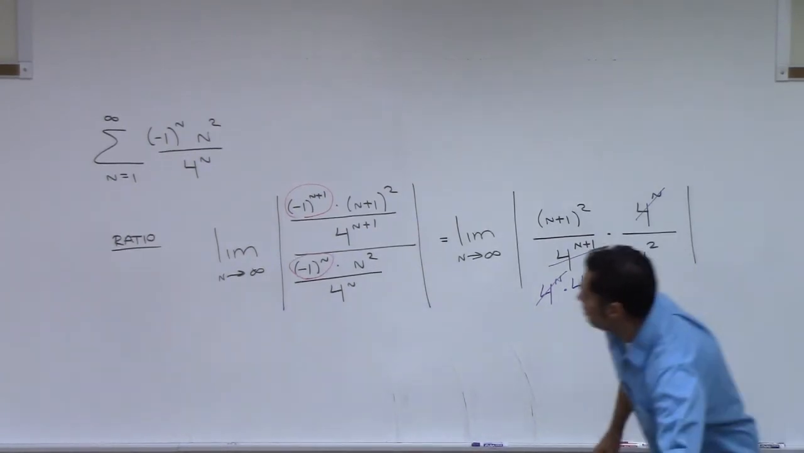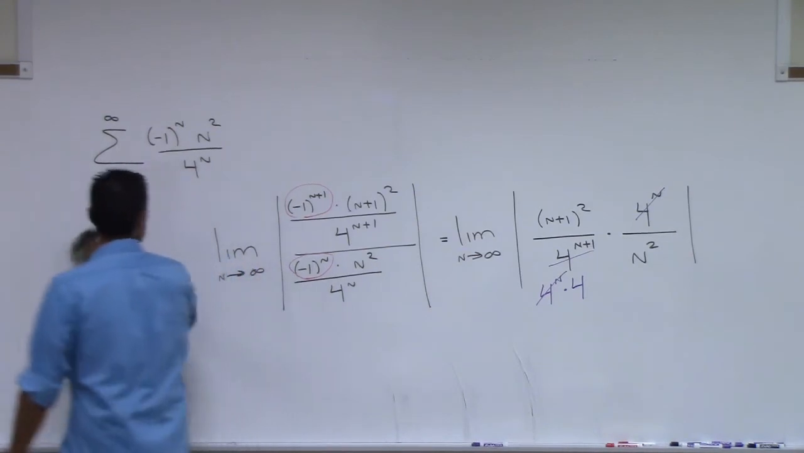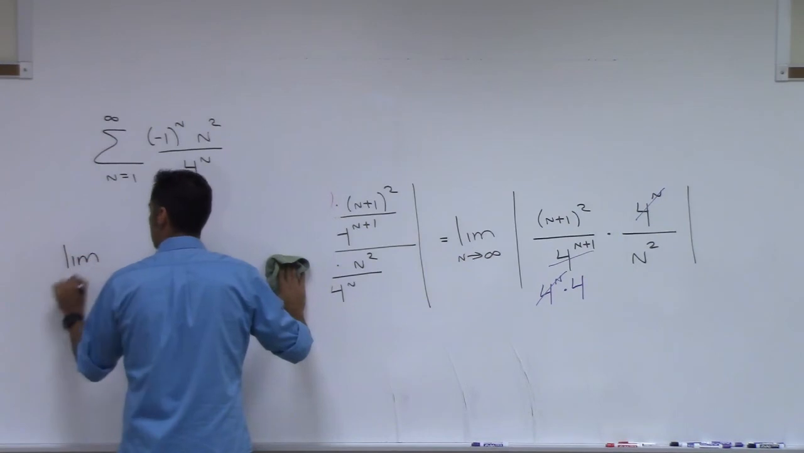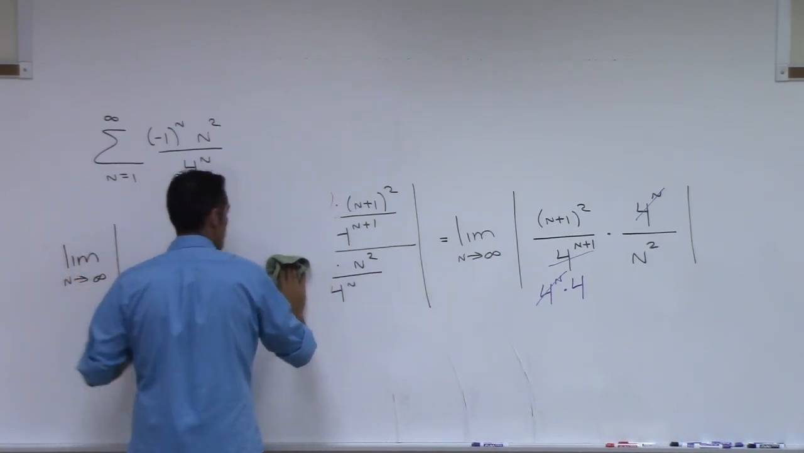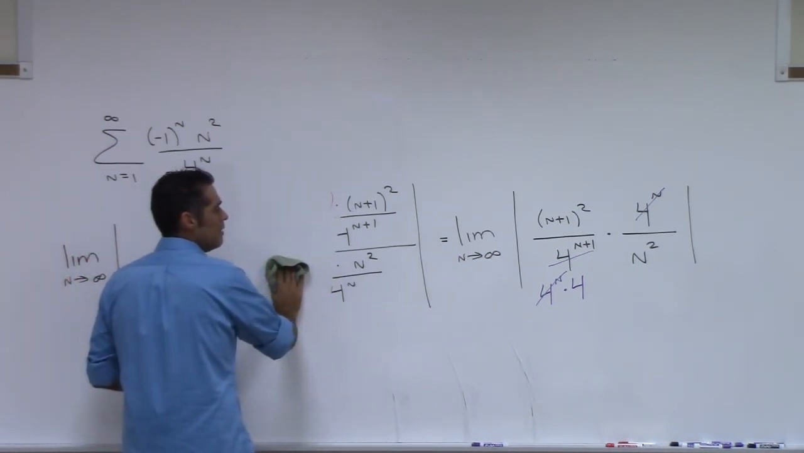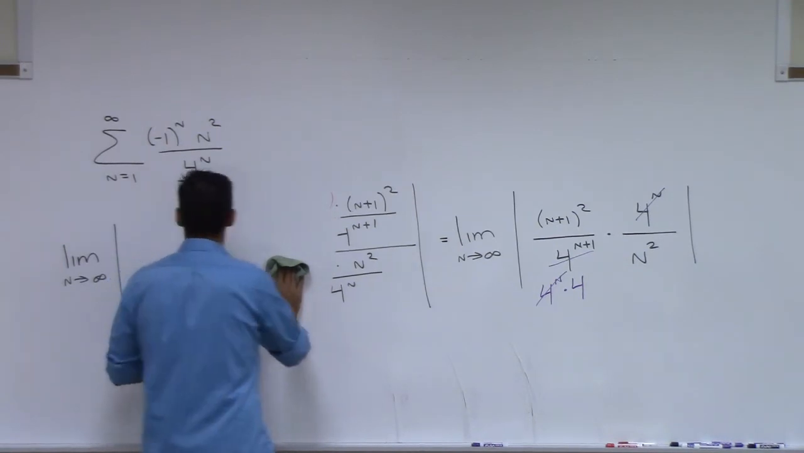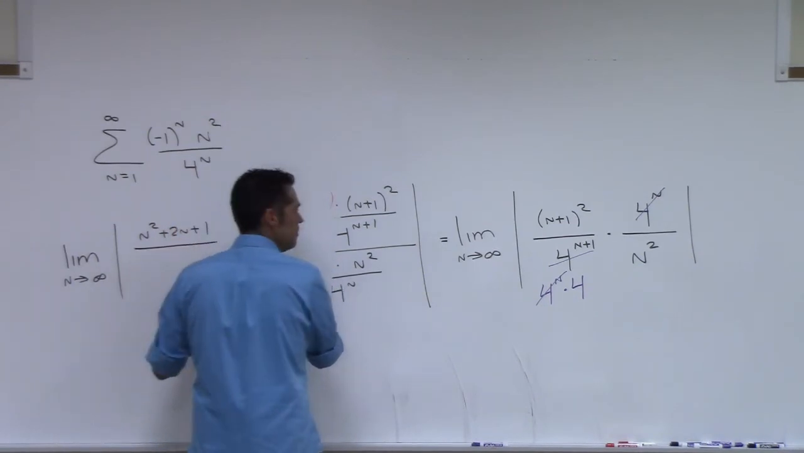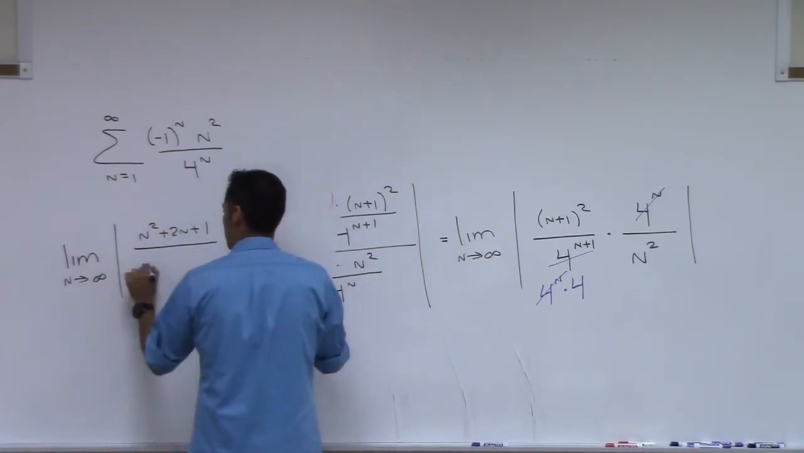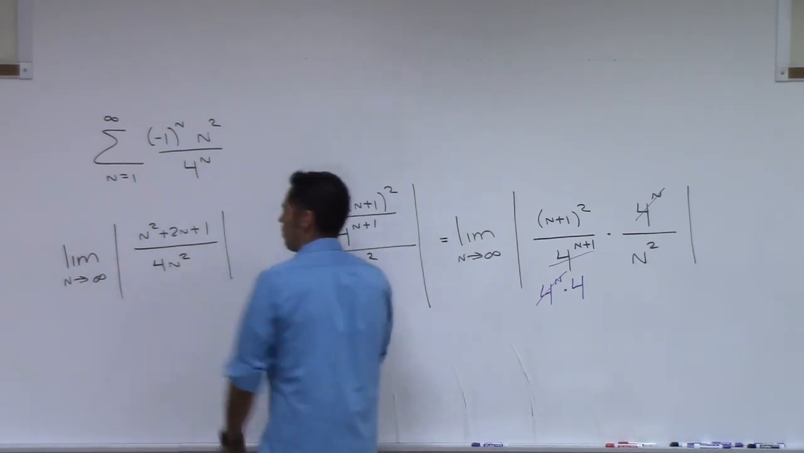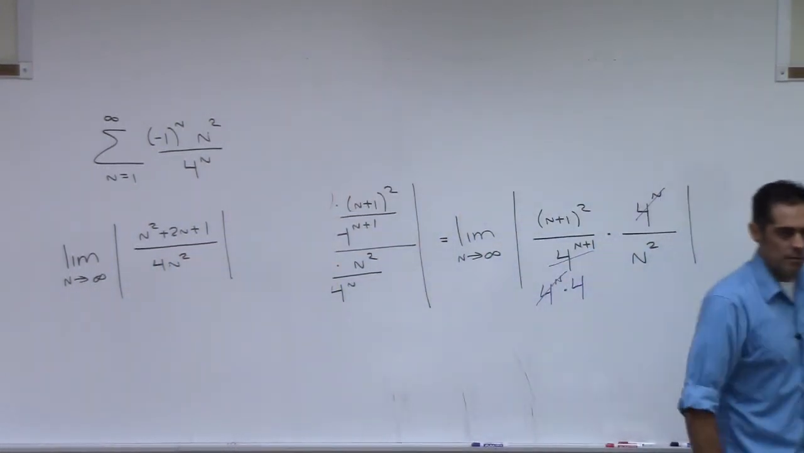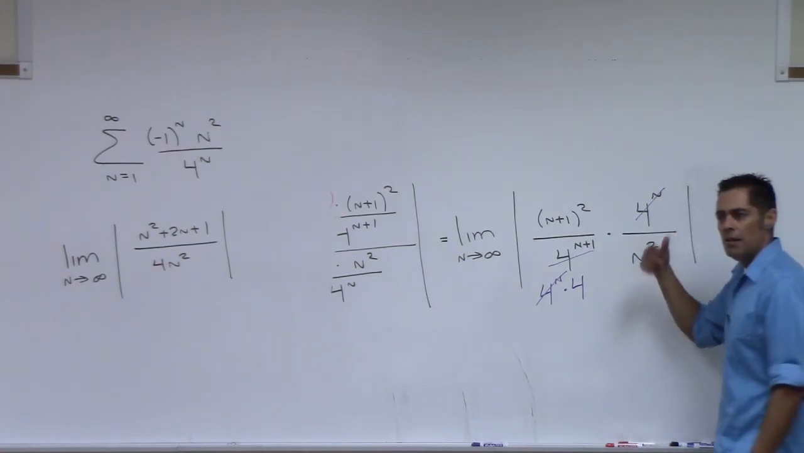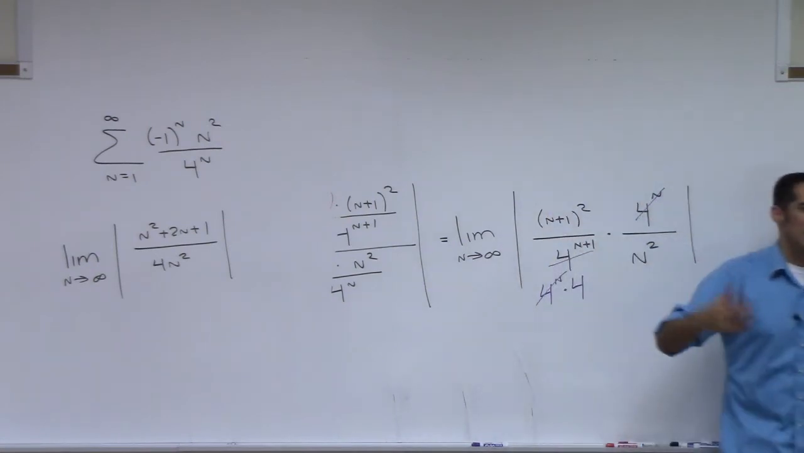And so really here, what we have is the limit as n goes to infinity, absolute value. On top, the only thing I have left is n plus 1 squared, right? So I'm just going to expand that, n squared plus 2n plus 1 over the bottom, which is just 4n squared. And that limit you can do. That's infinity over infinity, L'Hopital, infinity over infinity again, L'Hopital, and you're going to get 1/4.